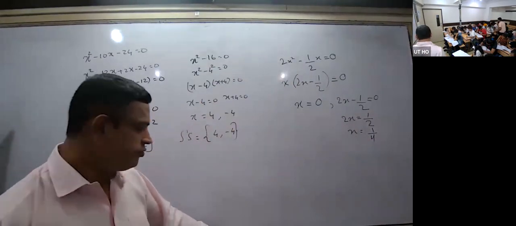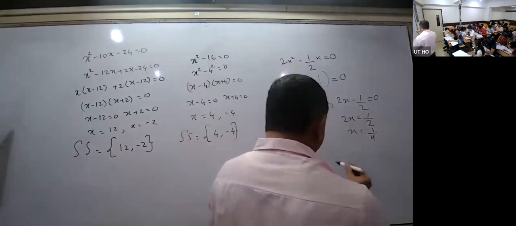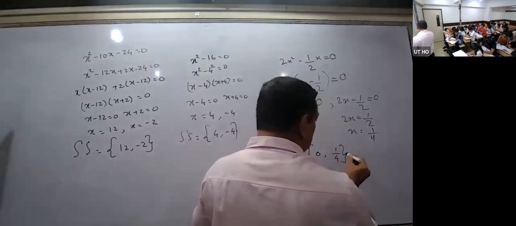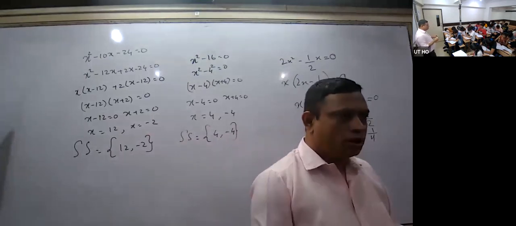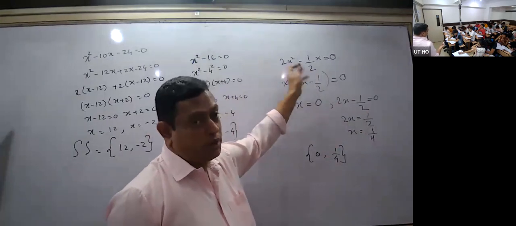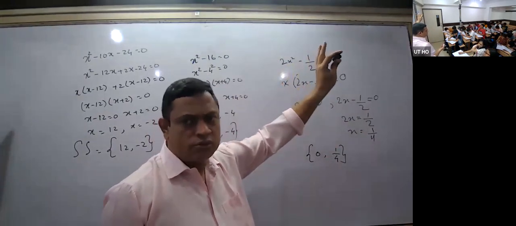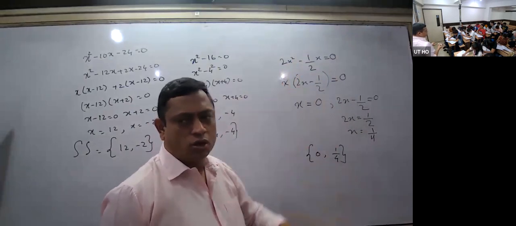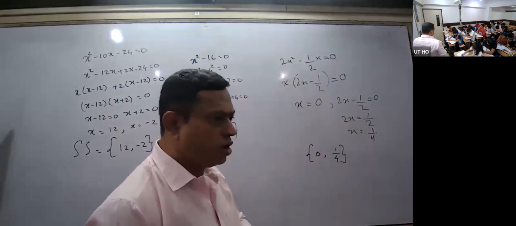So, hope all of you followed, and the solution set is equal to 0, 1 by 4. Be careful while solving. Those who wanted to change, multiply by 2 and start, whichever way you can do it, there is no problem. Any clarification required? Okay, done. All of you.